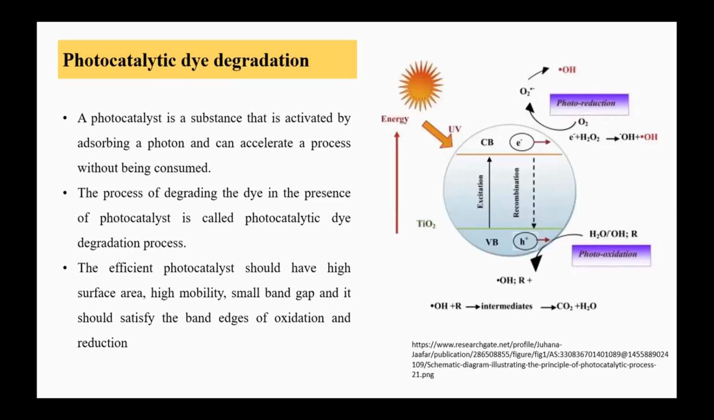The photocatalyst should be one which has a high surface area and high mobility, a small band gap, and it should satisfy the band edges of oxidation and reduction. In the picture, we can see that when light falls on the photocatalyst, the electrons move from the valence band to the conduction band, thereby producing an electron-hole pair. The electron participates in a photoreduction process, thereby reducing O2 to O2 minus radicals. And the holes take part in a photo-oxidation process in which H2O is oxidized to OH radicals. These radicals react with our dyes, thereby producing CO2 and H2O as a result of the reaction.